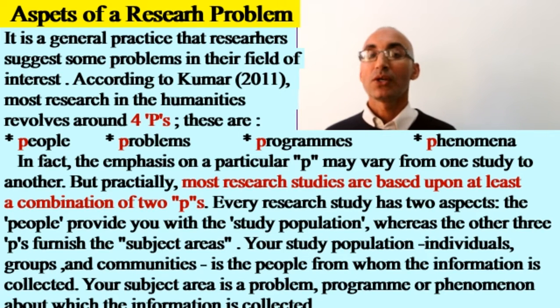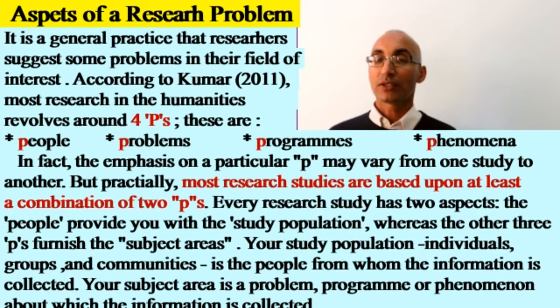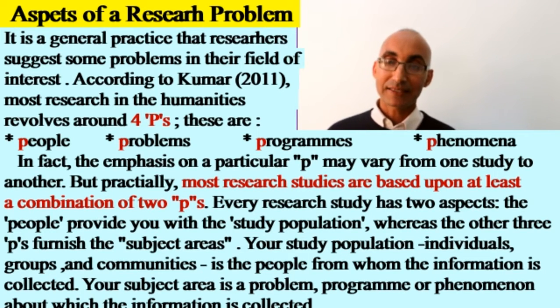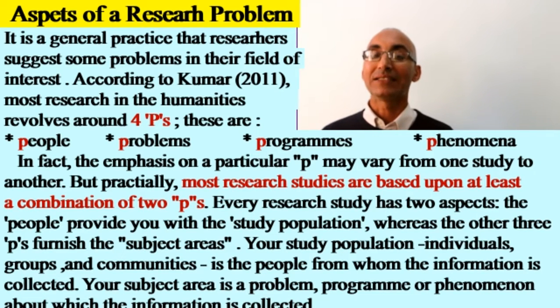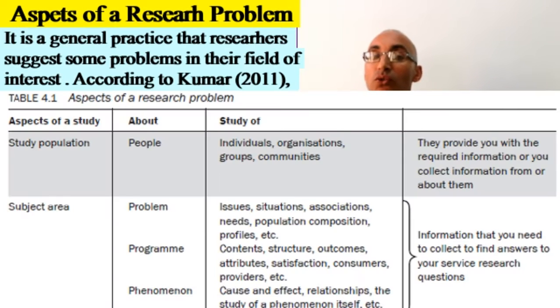Also, we can notice that if we describe the relevance of these 4 P's to the field of research, people represents a population of the research. Clear? While a problem, a program, and phenomena represent the subject area of study or of investigation. Clear? So these 4 P's also represent a rich source for researchers to find a problem that they can investigate and tackle in regard to at least 2 or more of these elements.